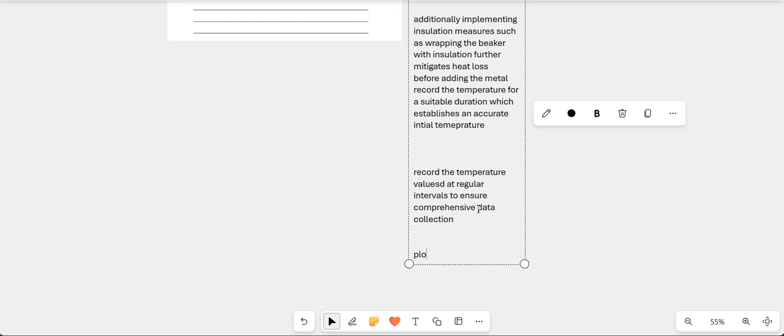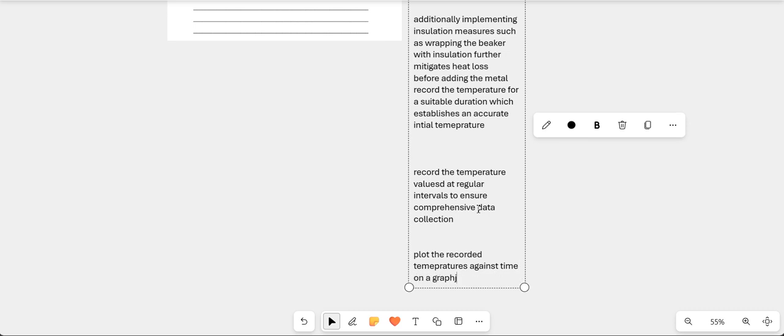Alright, calm. Plot the recorded temperatures against time on a graph. And then we extrapolate the curve back, back to the point.